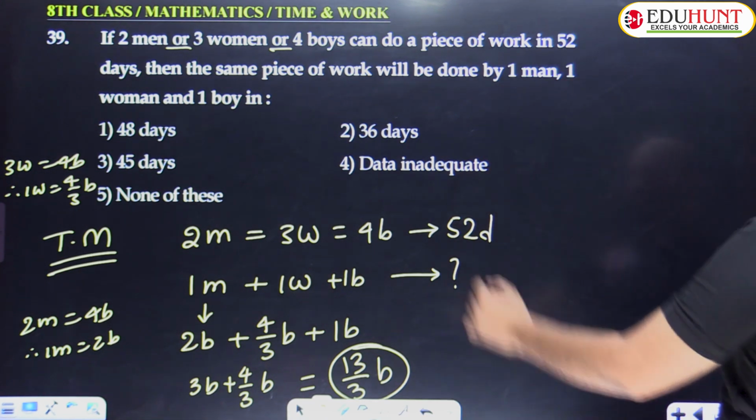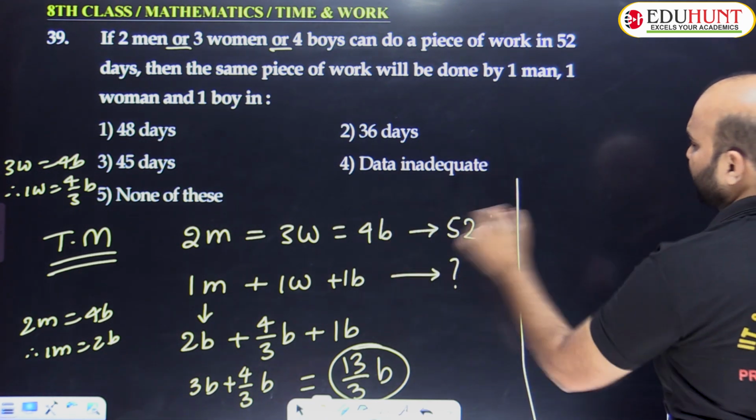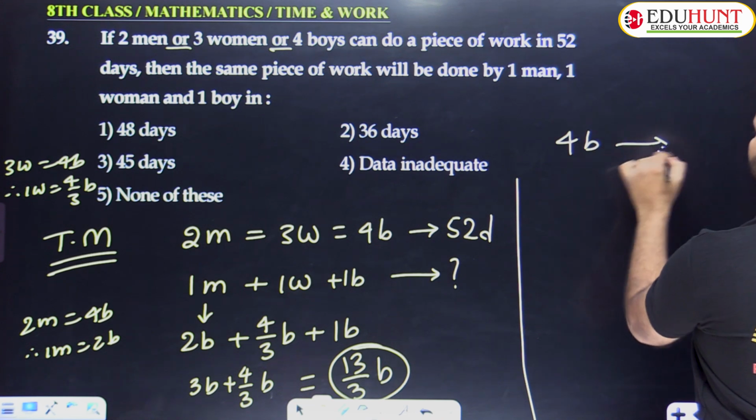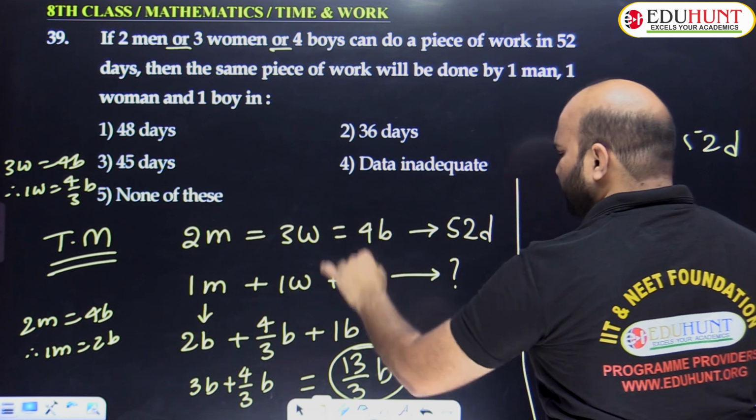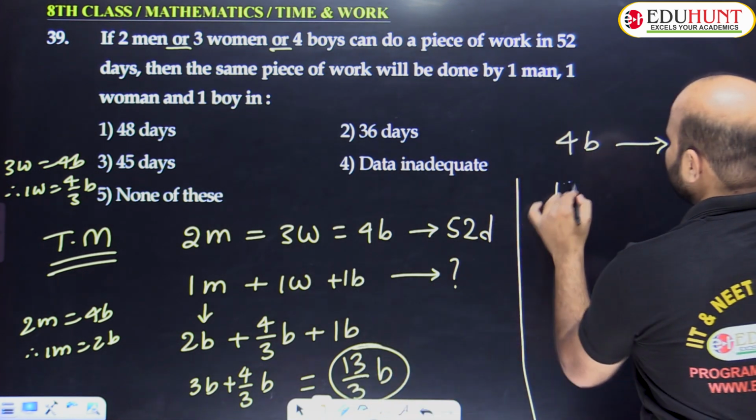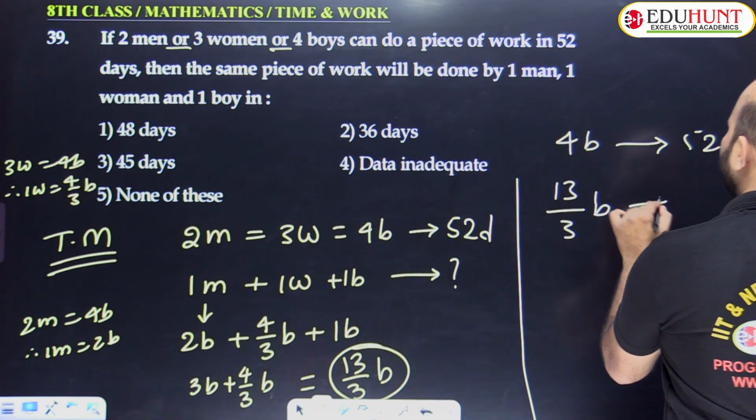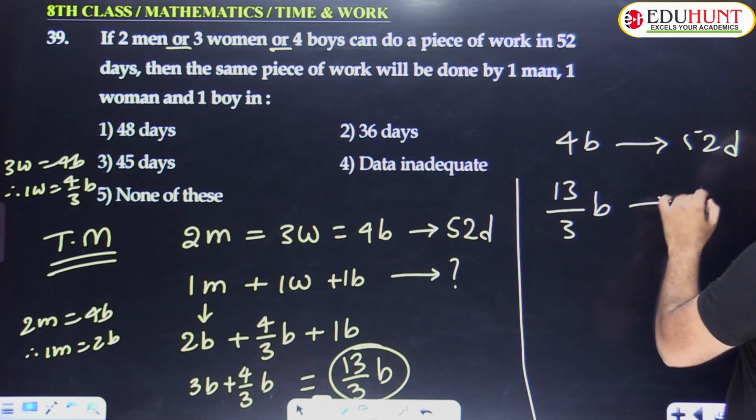13 by 3 boys. But according to equation 1, the boy's strength is already given: 4 boys can do a piece of work in 52 days. So the question I am asking: 1 man, 1 woman, 1 boy, that value is 13 by 3 boys, can do the same piece of work in how many days? This is the question.